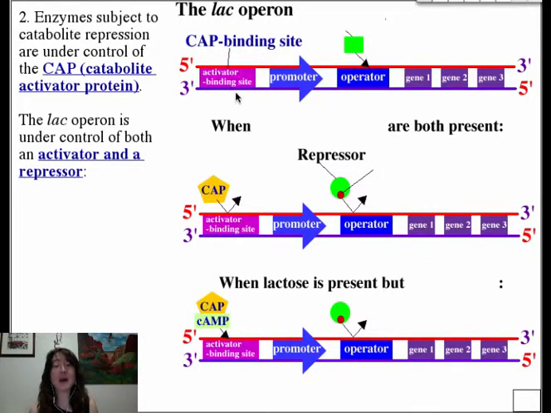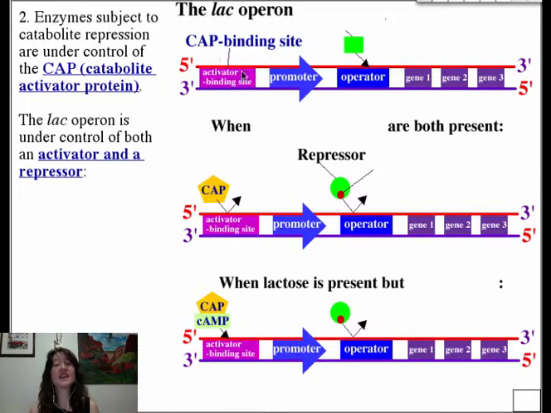So the CAP binding site is only filled by CAP when cyclic AMP binds to CAP and activates. Cyclic AMP being high means that glucose is low and that it makes sense to degrade the second preferred sugar, lactose, right? Move on to that, the second choice on the smorgasbord of foods.